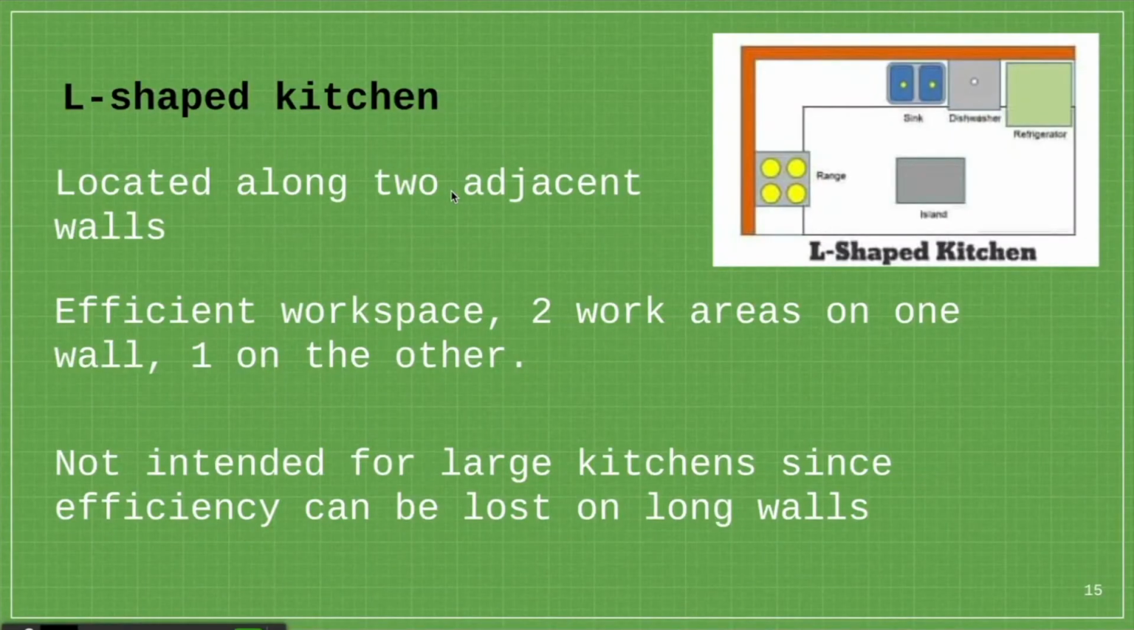And it's located along 2 adjacent walls. It has a real efficient workspace, 2 work areas on one wall, one on the other. It's not intended for really large kitchens since you can lose efficiency with it being so spread out. But in a moderate sized kitchen, this works really well. And you can have an island in the middle too, as long as the spacing works for everything.